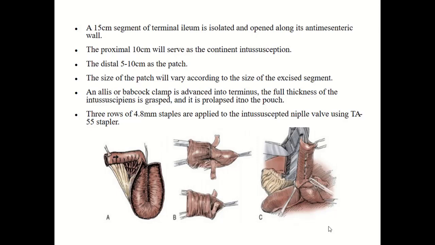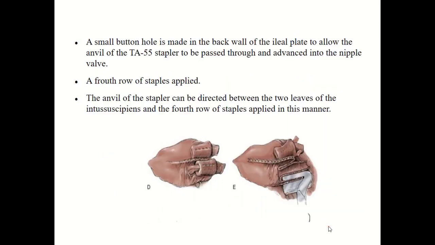The Allis clamp is advanced into the terminus. The full thickness of the intussusception is grasped and is prolapsed into the pouch. 3 rows of 4.8 mm staples are applied to the intussuscepted nipple valve using the TA55 stapler. A small buttonhole is made in the back of the ileal plate to allow for the stapler to pass through and advance into the nipple valve. A 4th row of staples is applied, and the anvil of the stapler can be dissected between the 2 leaves of the intussusceptum, and the 4th row is applied in this manner.